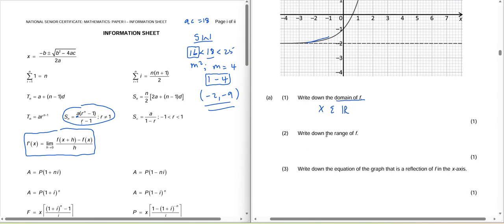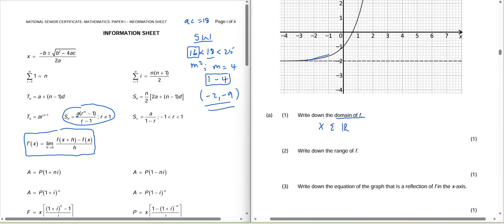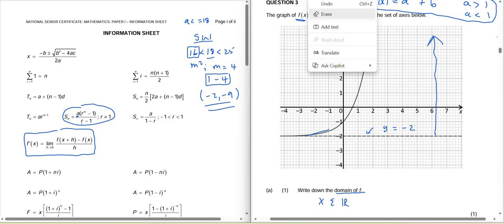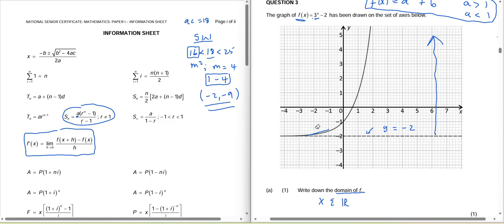Now write down the range of f. For the range of f, we are looking at the y. What do you notice? In this case y equals minus 2. This graph is approaching minus 2, but it's not allowed to touch it, meaning everything above minus 2 is valid. That is what we can conclude.